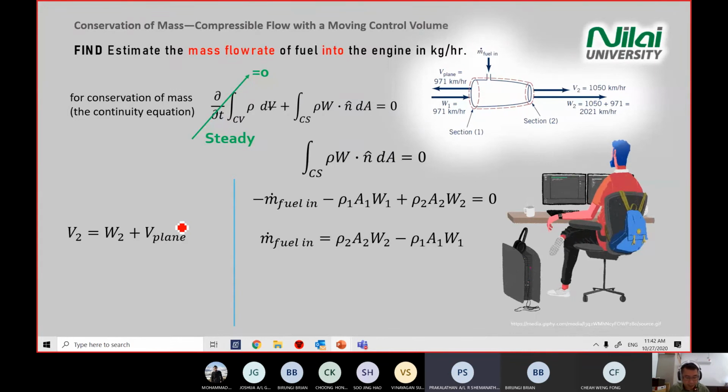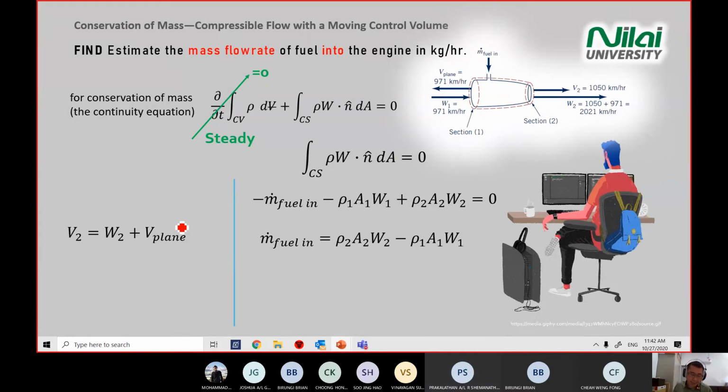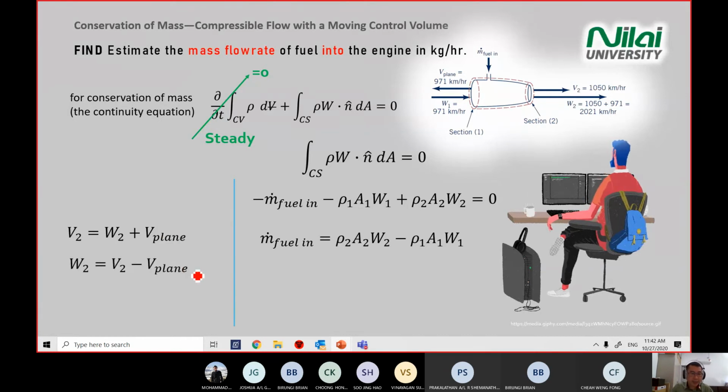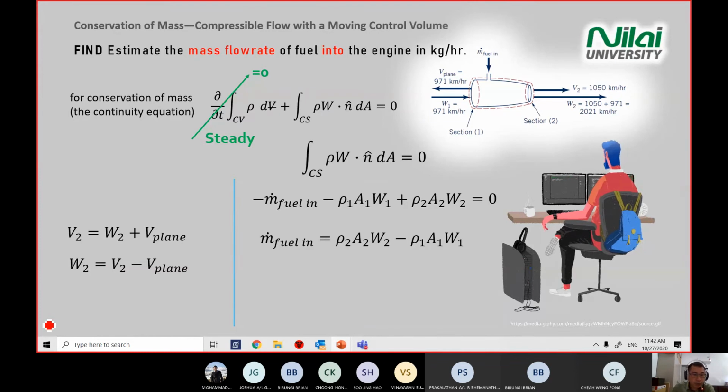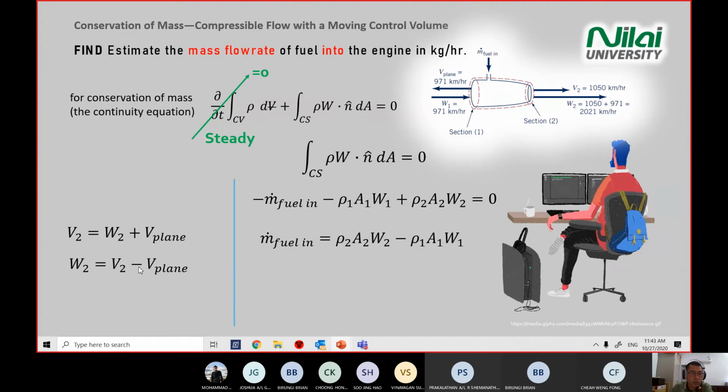Yes, the control volume. In question 9, you see the vector diagram. So V equals W plus V_CV. Here our V_CV is the velocity of our plane. This is how we apply the theory. Now, in this case, we focus on W because we want to find W. So you move your equation: W equals V minus V plane. Of course, I focus on section 2, so W2 equals V2 minus V plane.